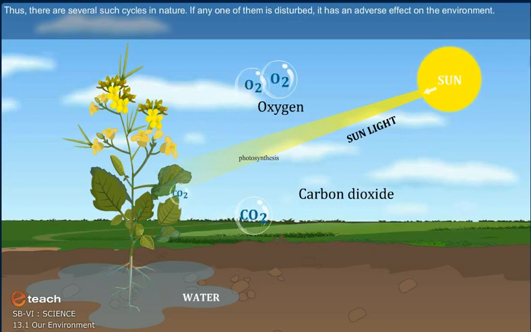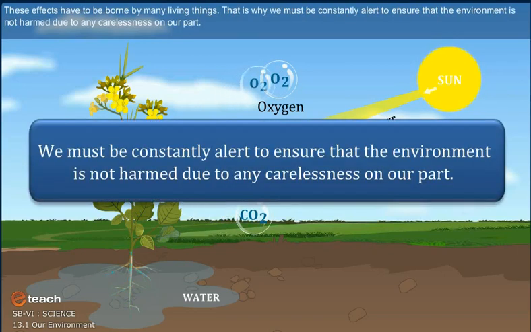If any one of them is disturbed, it has an adverse effect on the environment. These effects have to be borne by many living things. That is why we must be constantly alert to ensure that our environment is not harmed due to any carelessness on our part.